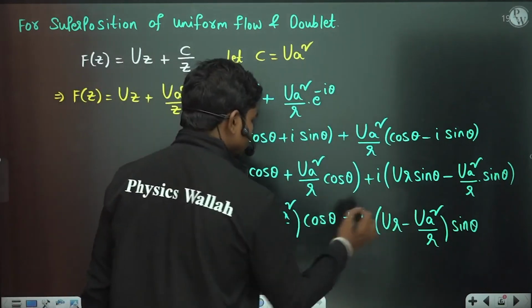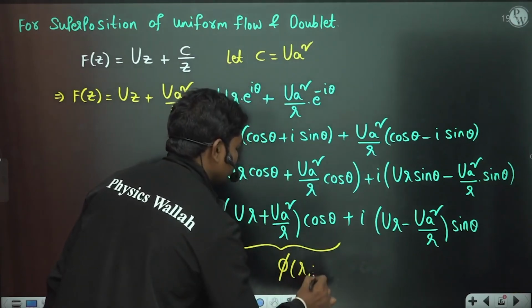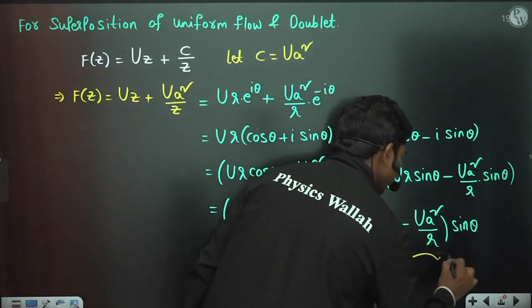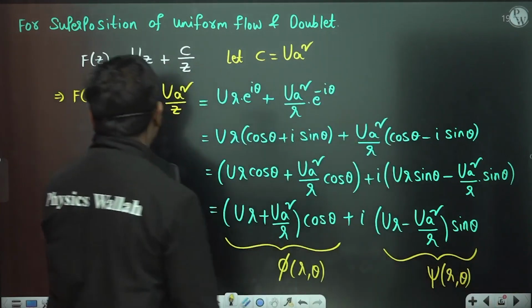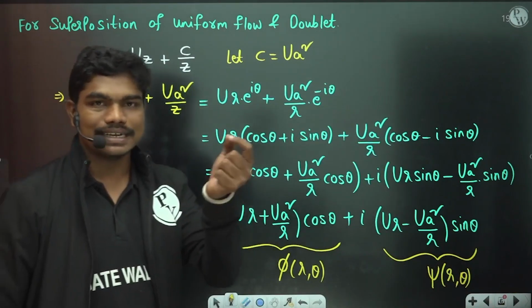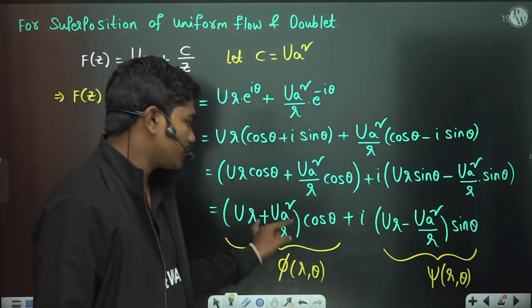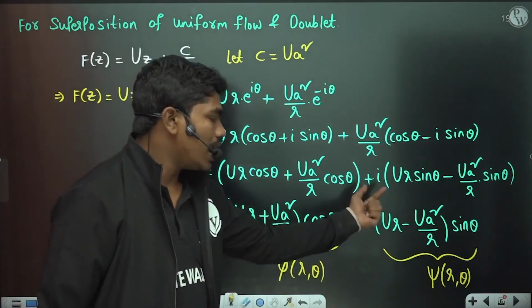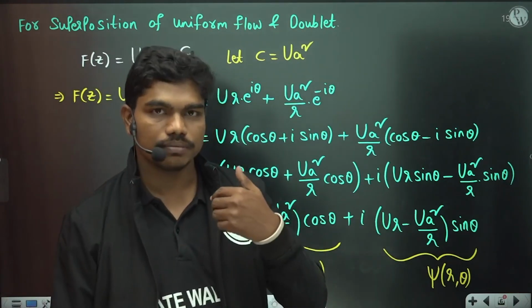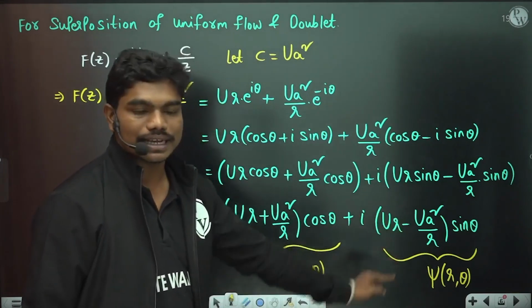So this real part is nothing but the velocity potential function in terms of polar coordinates, and this imaginary part is nothing but the stream function, correct? Because initially we know that F of Z is equal to phi plus i times psi. So if you split this, we get the velocity potential function in terms of r comma theta as phi of r comma theta, and the stream function as U R minus U A square by R times sin theta.